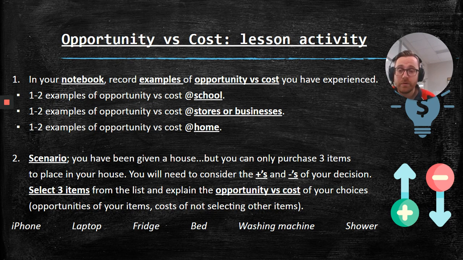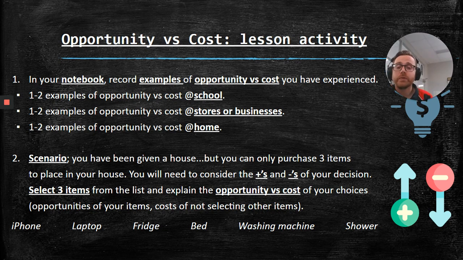1 or 2 examples of opportunity cost at home. The opportunity might be I stayed up and watched TV, so Netflix. The cost, I was too tired, slept through my alarm, mum yelled at me in the morning, something like that. So you're just writing those examples down in your notebook.